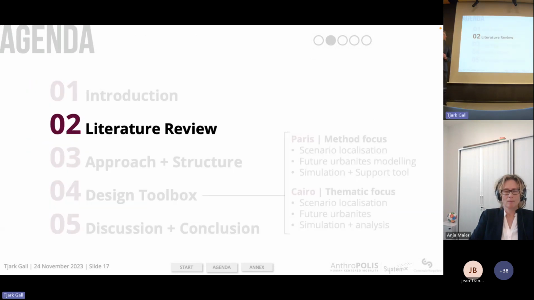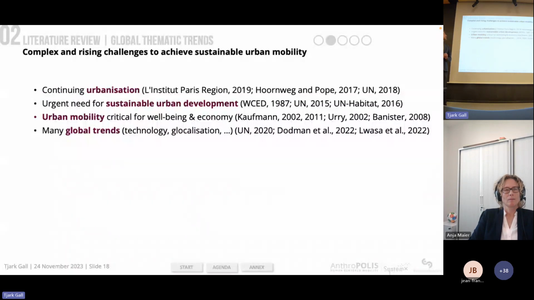That brings me to the second part, the literature review. So when we started, we looked at 3 main topics. The first one is sustainable urban mobility in general. And for that, we looked at urbanization. So I've already mentioned before, there's a tendency of more and bigger cities around the world. There's an urgent need for sustainable urban development. Urban mobility is a very critical element within, because it provides the access to opportunities within the city. It has huge impacts on the environment, on the well-being, and so on.